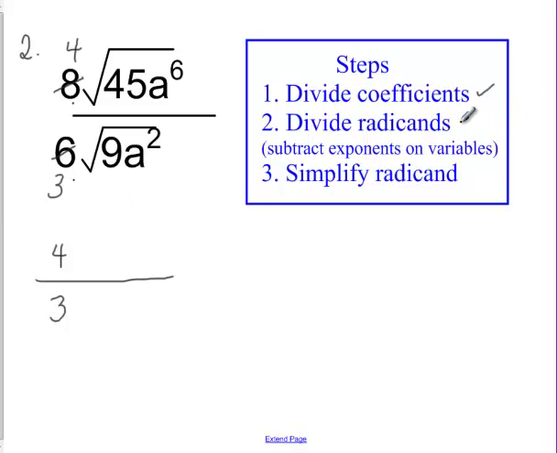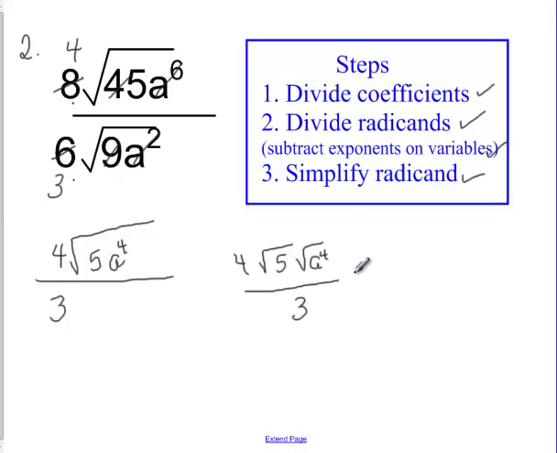Okay, divide radicands. 45 and 9 get divided out to get me 5. Subtract the exponents, so a to the 6th and a squared get me a to the 4th. Okay, I did my division part. Step 3, simplify the radicand. All right, so I still have this 4 over 3, radical 5, radical a to the 4th.